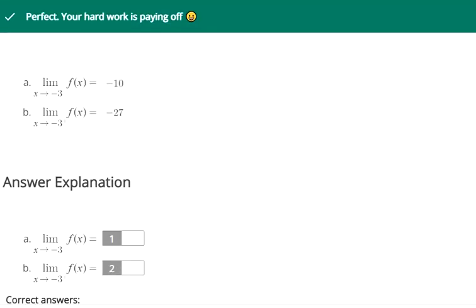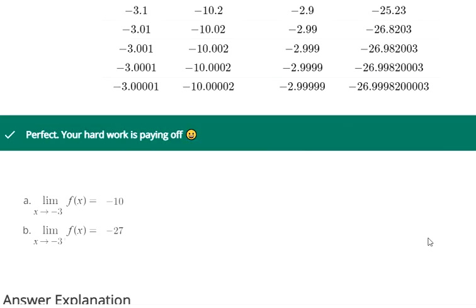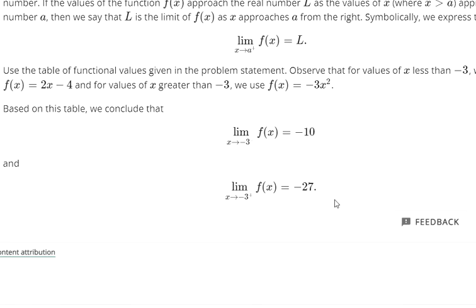So you'd say the limit does not exist. The limit does not exist as you approach -3 because it's different from both sides.